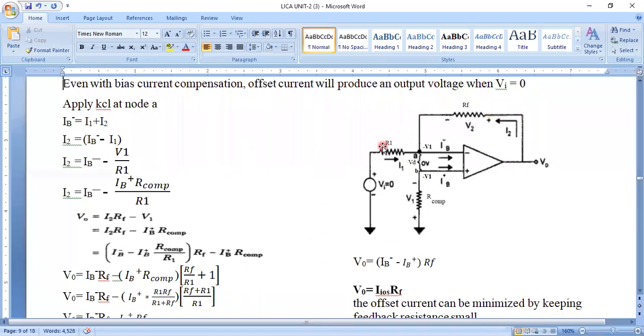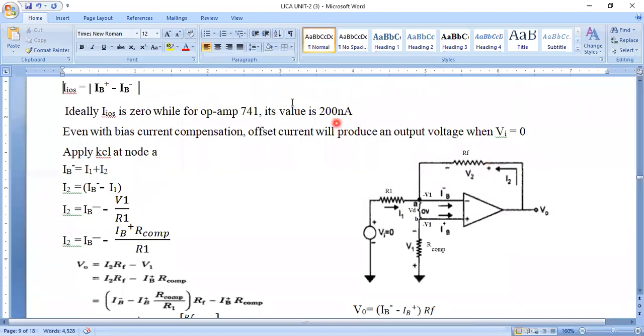If we do the mathematical analysis, we know that the actual input offset current flowing in the circuit is very small, that is 200 nanoamperes. If we see the circuit again, the inverting terminal is connected to the input resistance and V input 1 is grounded, that is 0. Our compensating resistance is connected to the non-inverting terminal and V input 2 is 0, and the feedback resistance is connected between the inverting terminal and the output terminal.